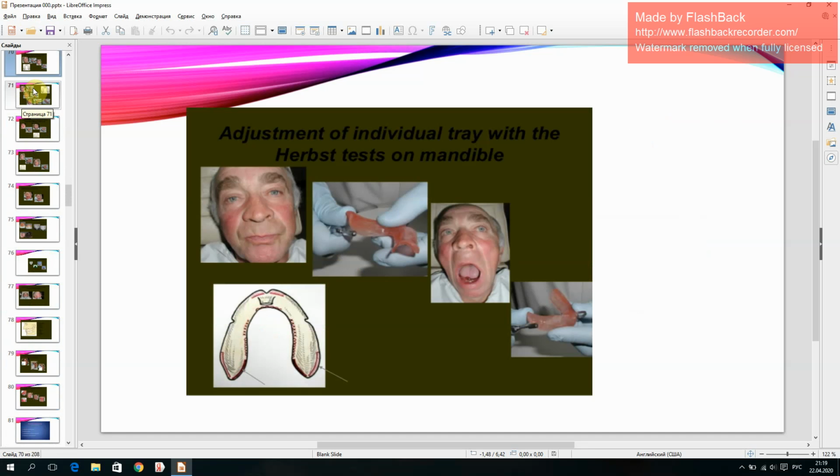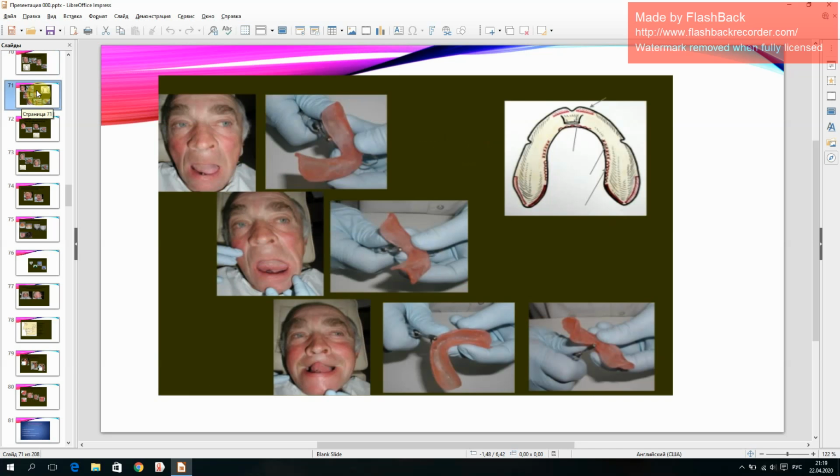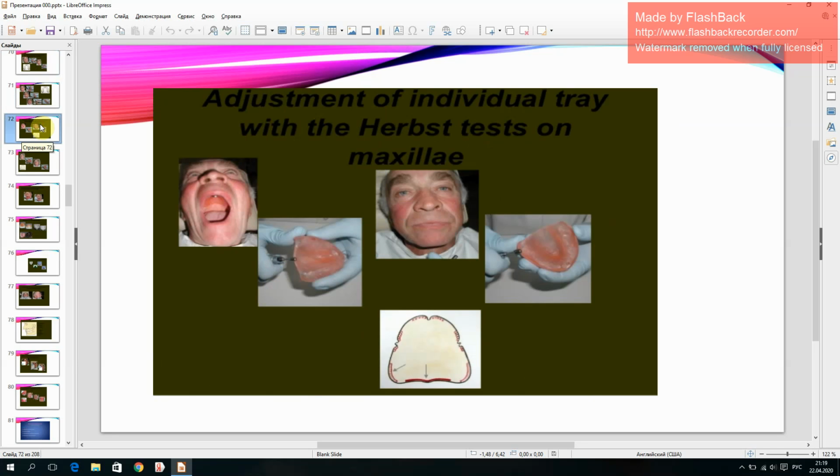Adjustment of individual tray with the Herbst tests on mandible. Adjustment of individual tray with the Herbst tests on maxilla.